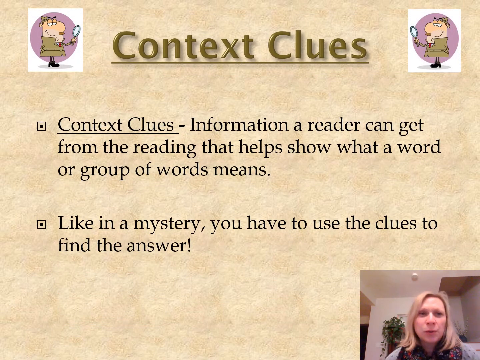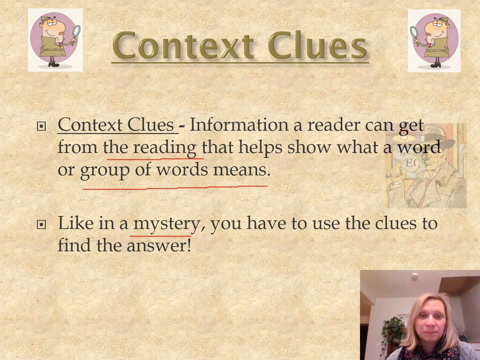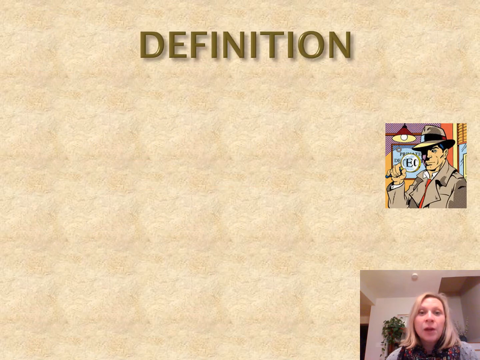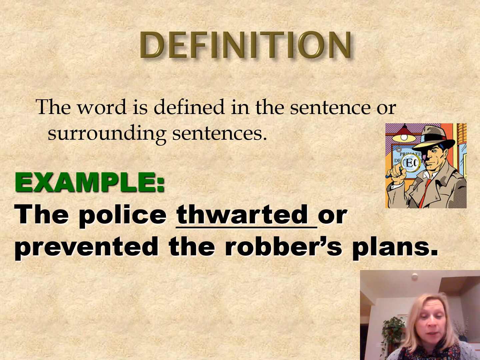So what are context clues anyway? Context clues, that's when a reader can use information from whatever they're reading to help show what a word or group of words mean. Like in a mystery, you have to use clues to find the answer. The 4 different types of context clues that we're going to be using include, the first one is definition.